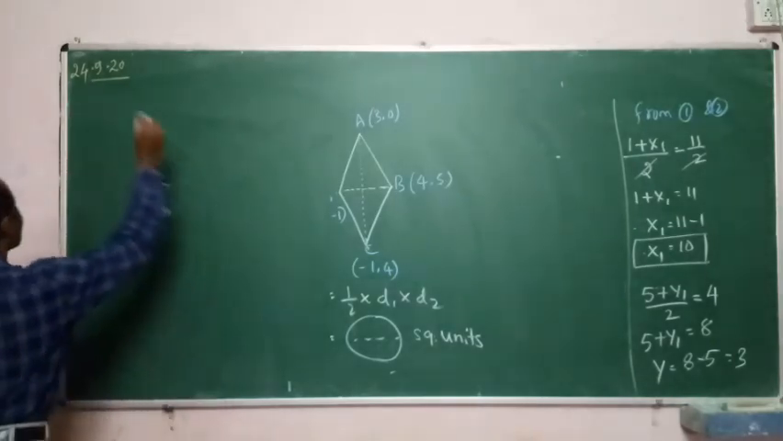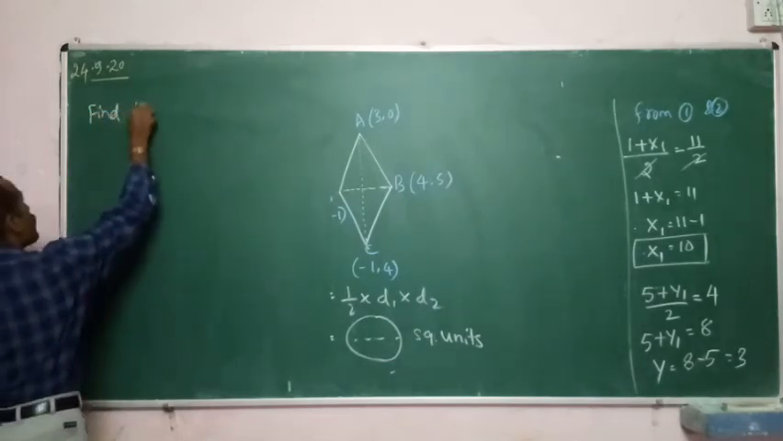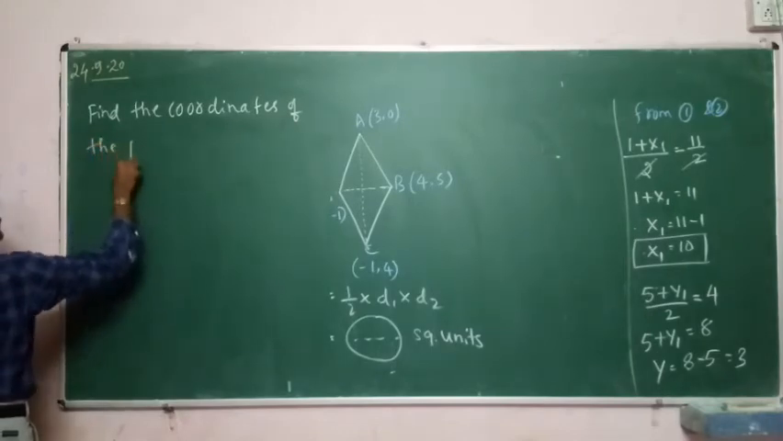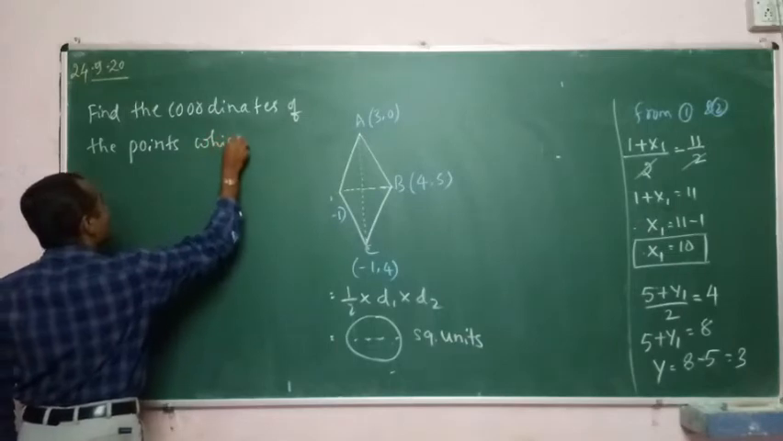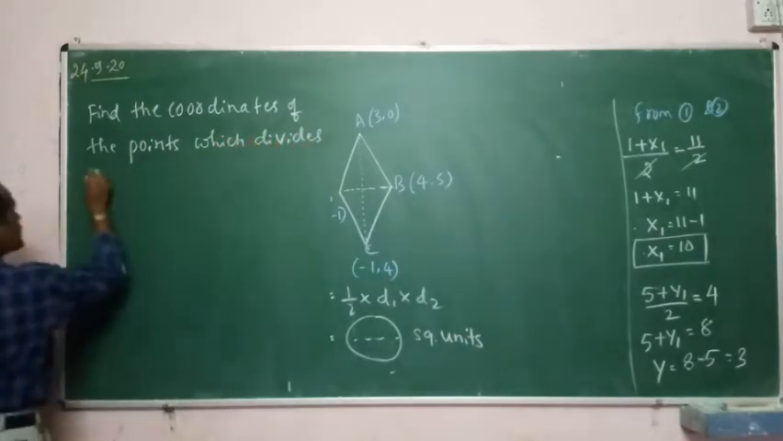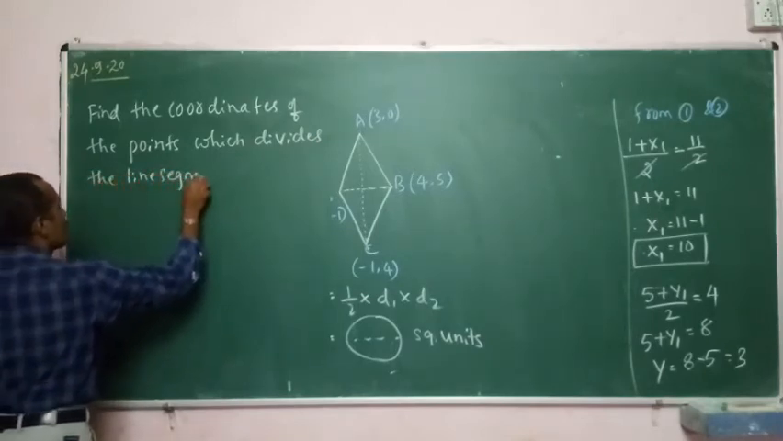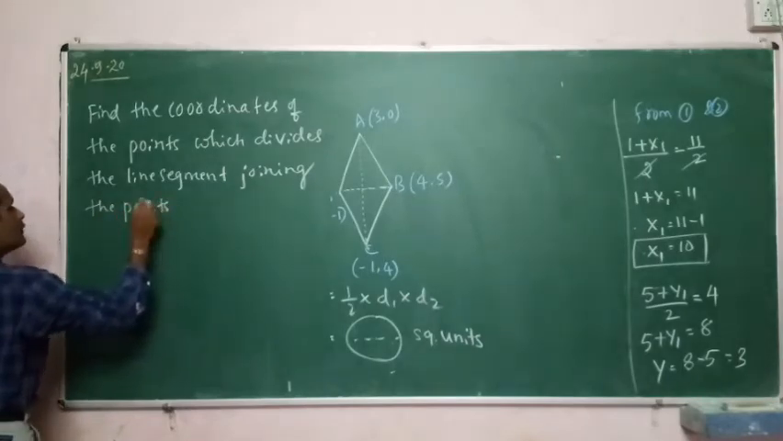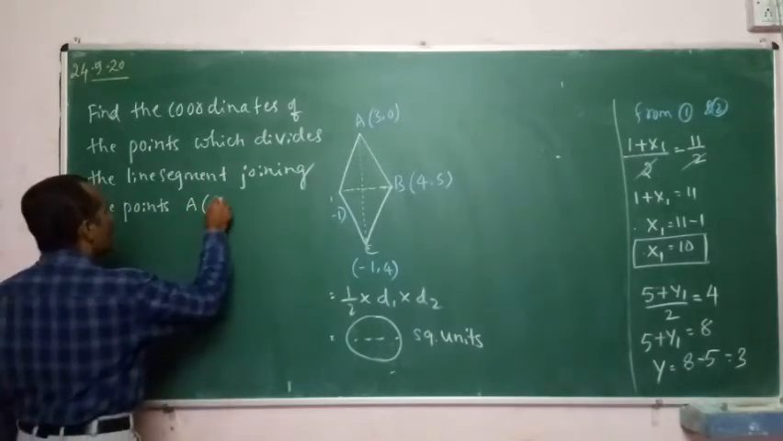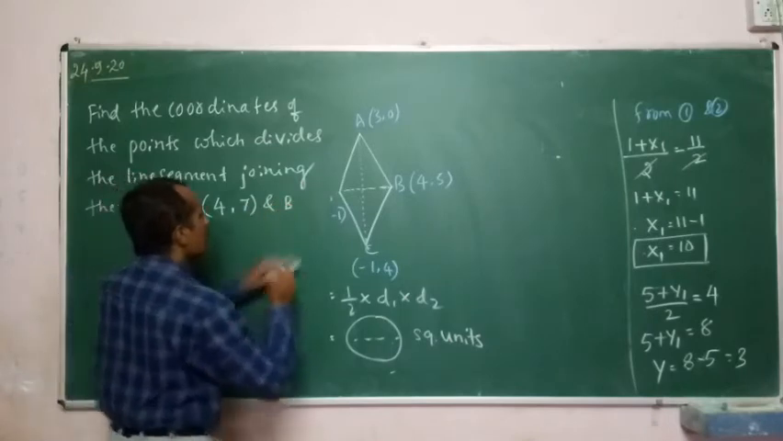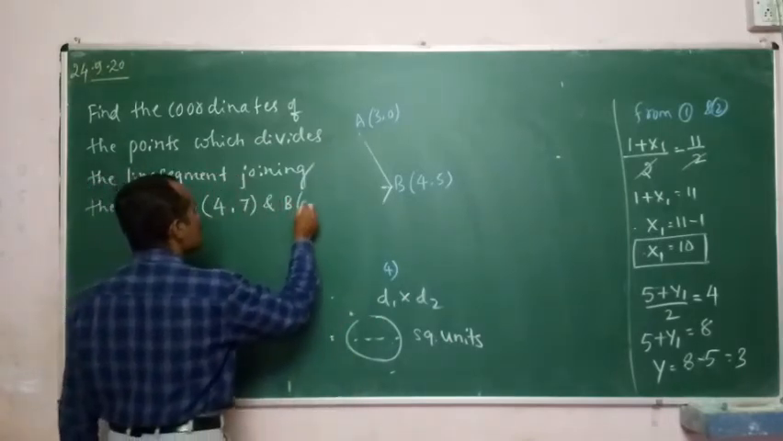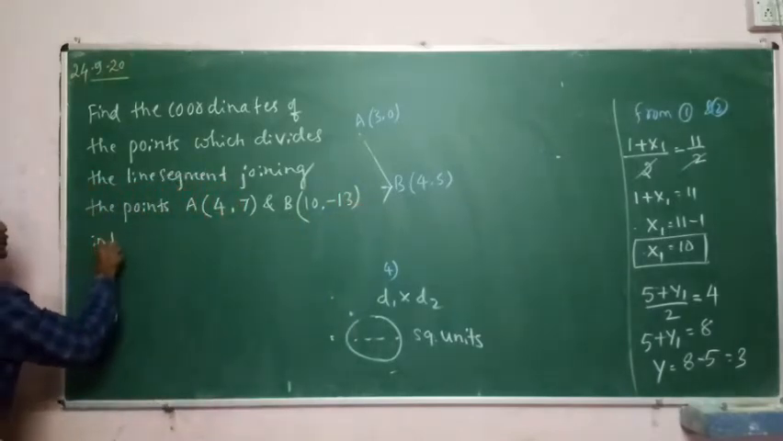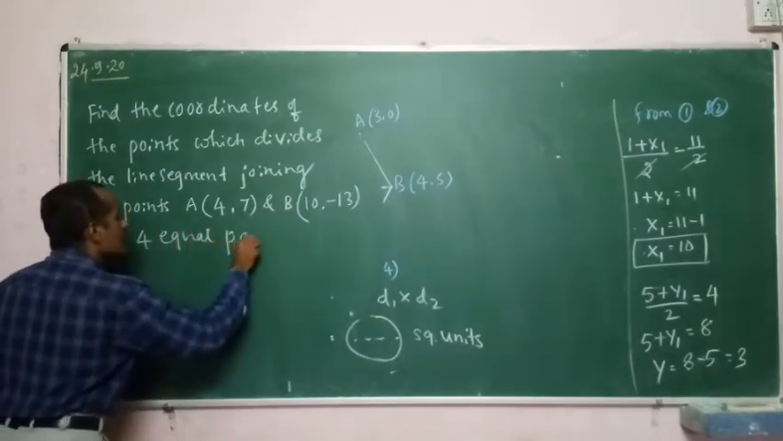Yes, very simple. Find the coordinates of the points which divide the line segment joining the points A (4, 7) and B (10, -13) into 4 equal parts.